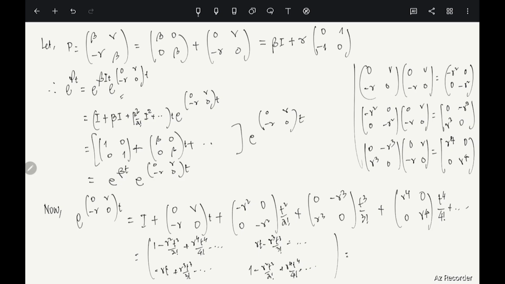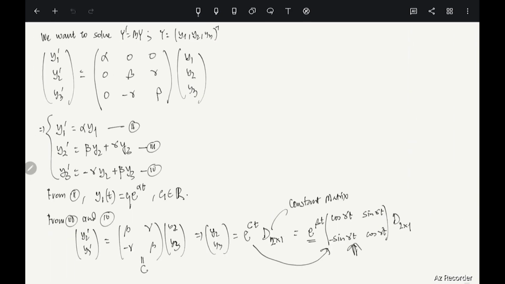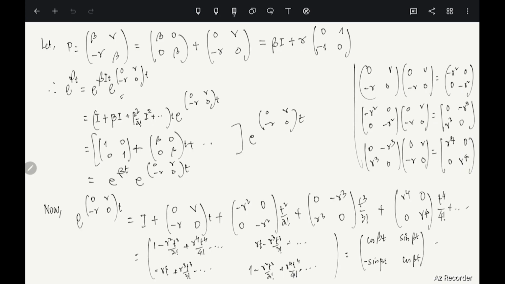Now you know this is nothing but sine and cosine. So essentially, if you write it down, it is cosine beta t, sine beta t, and minus sine beta t, cosine beta t. Clear? So you see this and this are essentially the same thing which I wrote here. What I want you to do now is this.